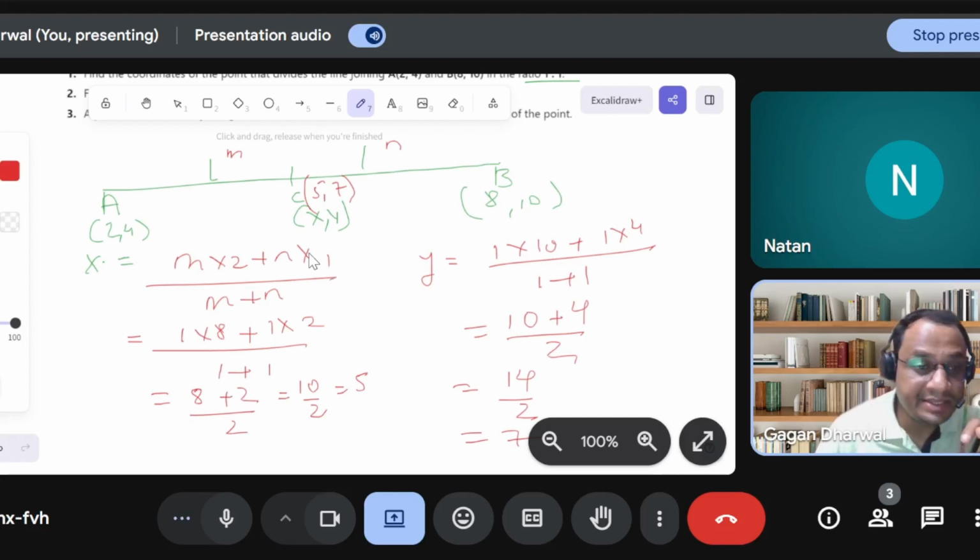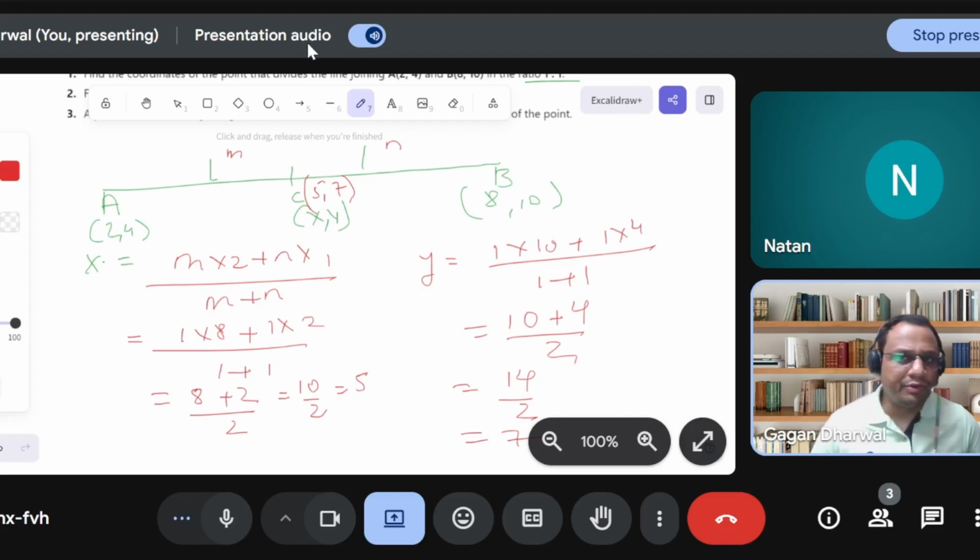Basically, this point C is the midpoint of A and B, because the ratio is 1:1, right? That means AC is equal to CB, because C is the midpoint here. In the midpoint, we just add the x coordinates and divide by 2. So if you do 2 plus 8, 10, 10 divided by 2 is 5. The same thing we got. So when the ratio is 1:1, the section formula becomes the midpoint formula, right?